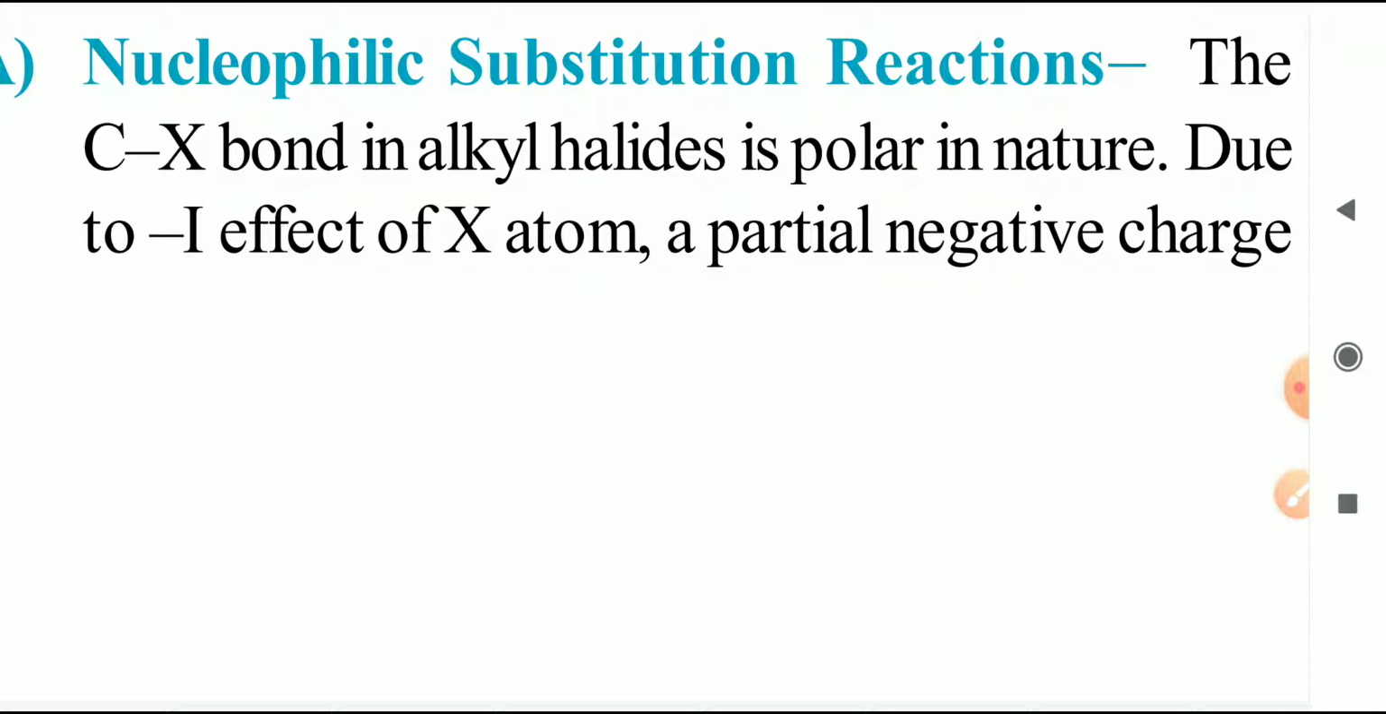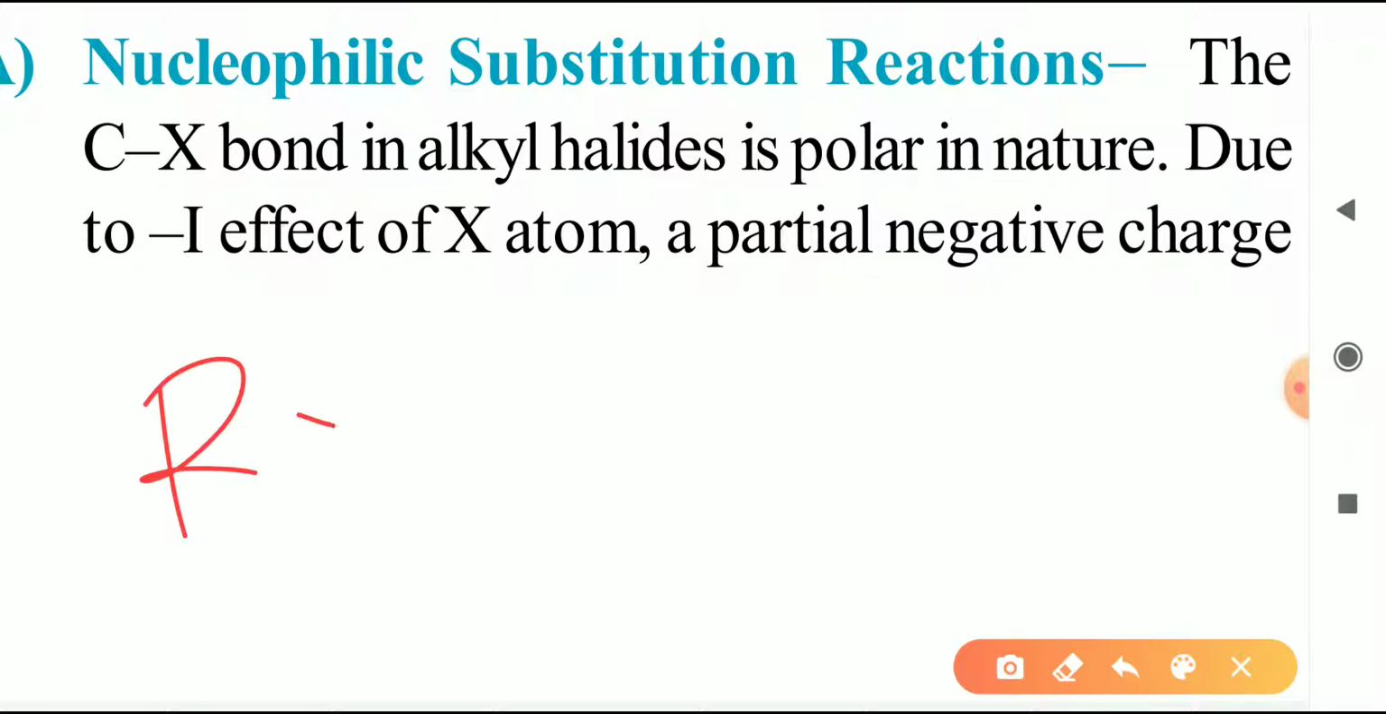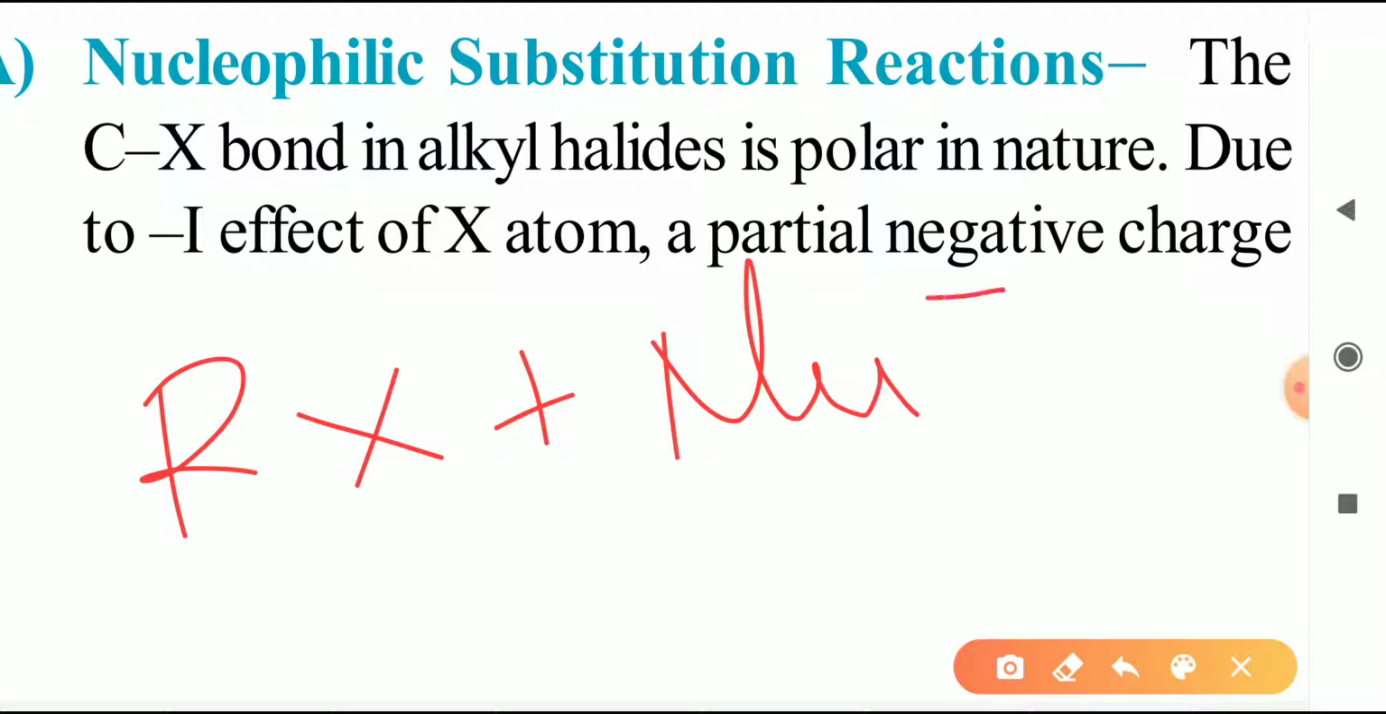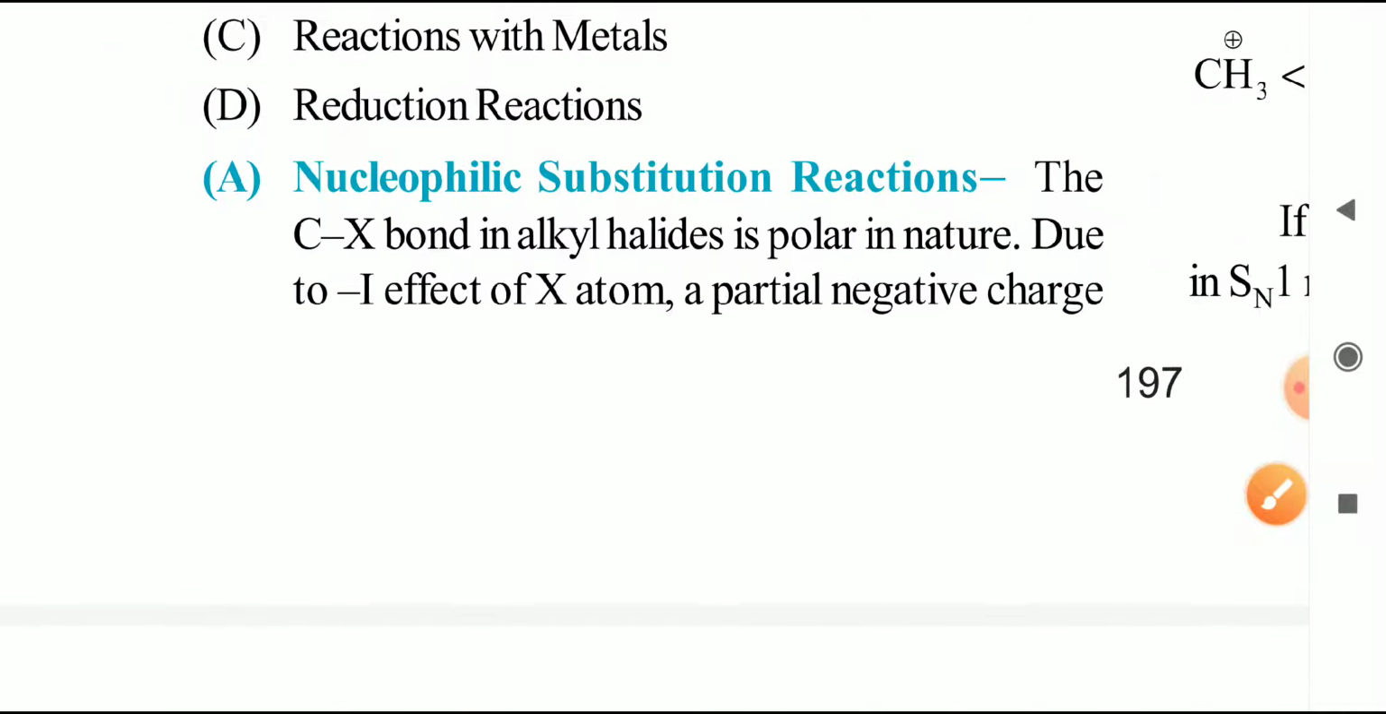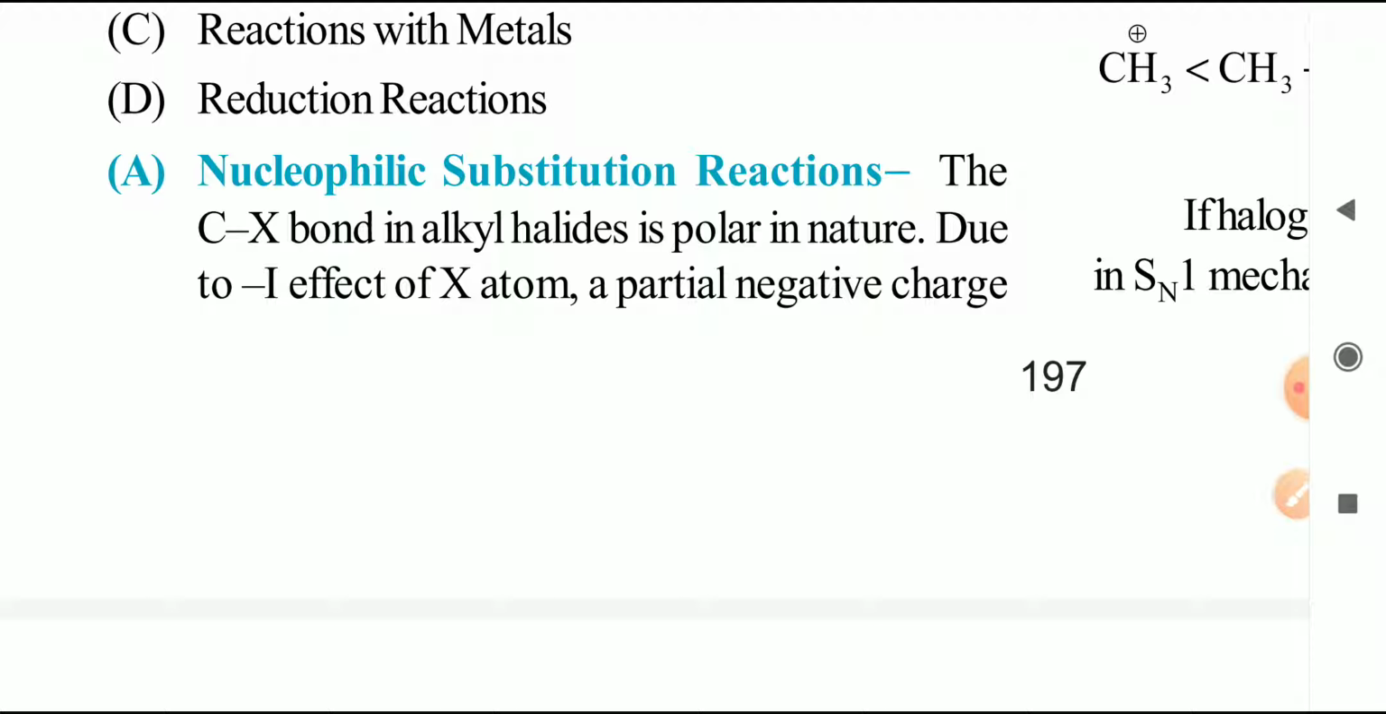First of all, in this reaction, alkyl halides, that means RX, react with any nucleophile. You know very well the nucleophiles are Nu minus. When RX reacts with any nucleophile, it gives a nucleophilic product. Nucleophiles are substances, or groups of atoms, which are negatively charged or have a lone pair, and they attack positively charged particles. So in nucleophilic substitution reaction, alkyl halides react with a nucleophilic compound to give a substitution product.